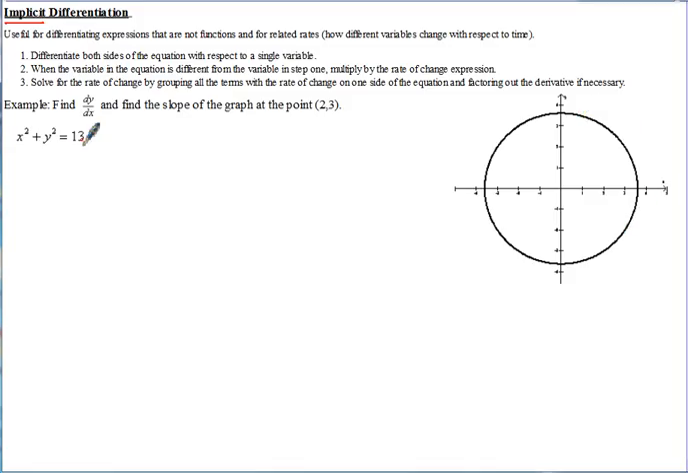So what you do when you have something that's not a function, and you can tell because it's not solved for y, is you take the derivative of the whole equation. The way you write that is with brackets around it, d over dx. Remember, that's how our derivative formulas are written.